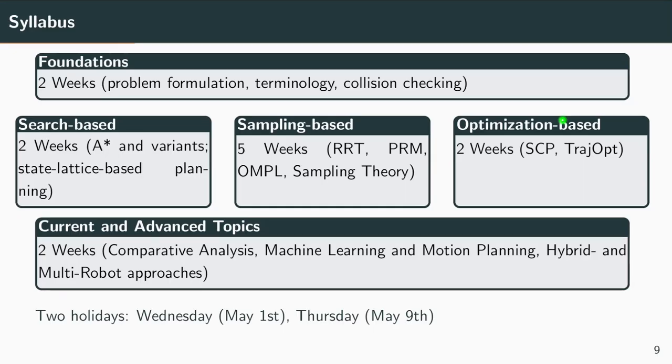So that's what sampling theory is, and OMPL is this Open Motion Planning Library, where we will also have a lecture that discusses the structure and the history of it, which is very important for practical things. And then we spend 2 weeks on optimization-based methods. So if we have problems that are differentiable, mostly, or also some methods that work on non-differentiable problems, and also look at different algorithms in that context.